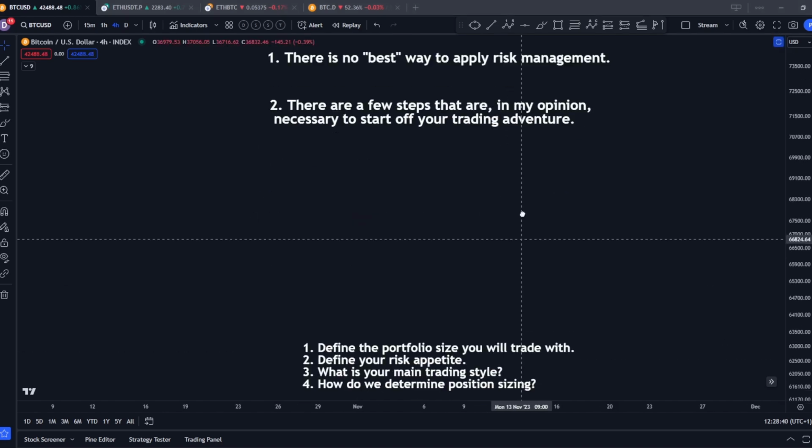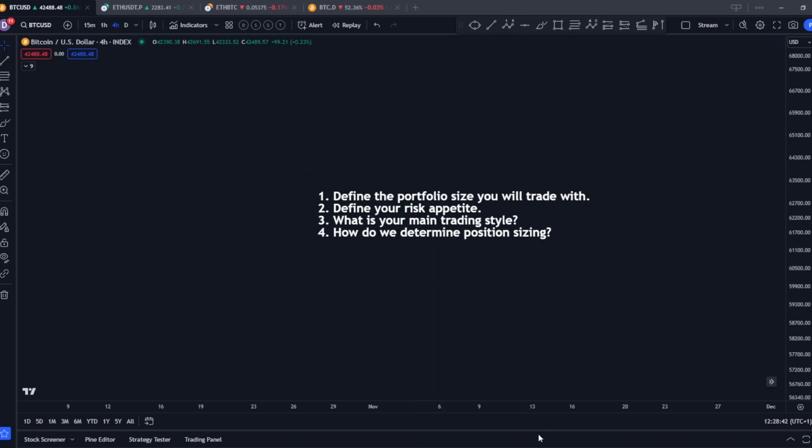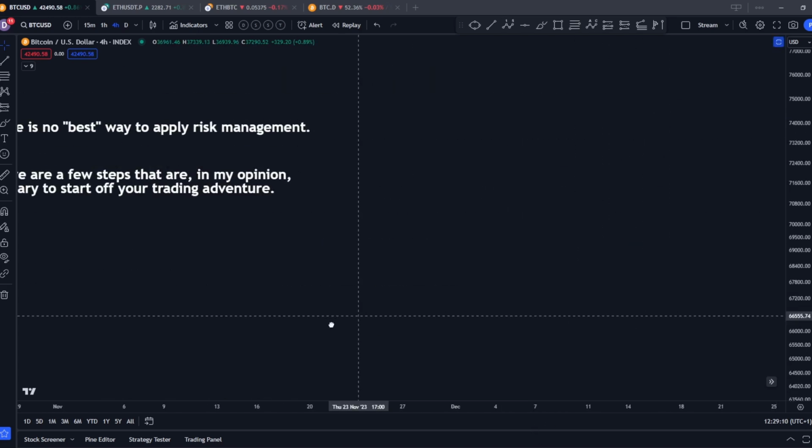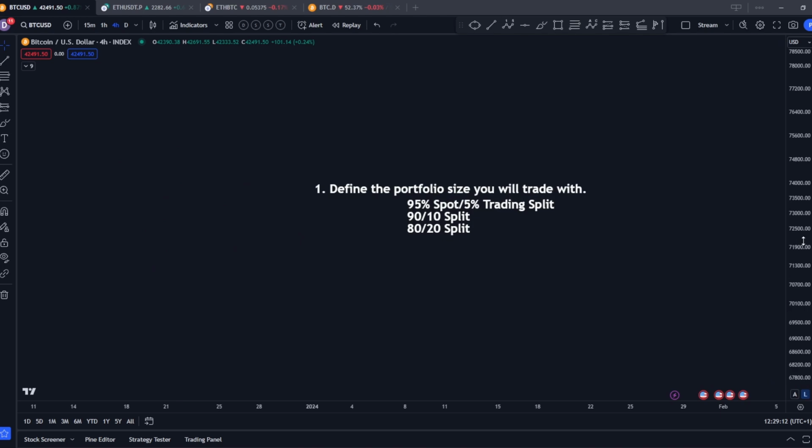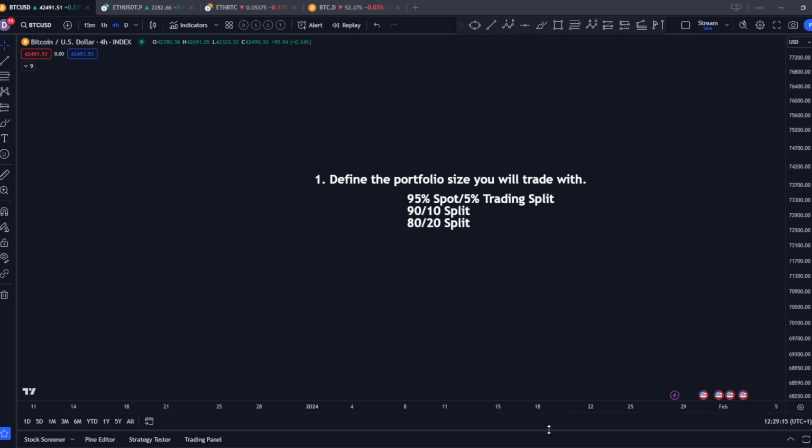So there are a few steps that are very important to go through in my opinion to really get the basics down, which are defining the portfolio size which you're going to trade with, defining your risk appetite, so how much risk you're willing to take per trade, what your main trading style is, so is it scalping, is it swing trading, and how do you determine your position sizing, because people are always asking like, oh, how much leverage do you use, all that kind of stuff, but in the end it doesn't matter at all. It's all about your position sizing, and we're gonna go through all of these points one by one.